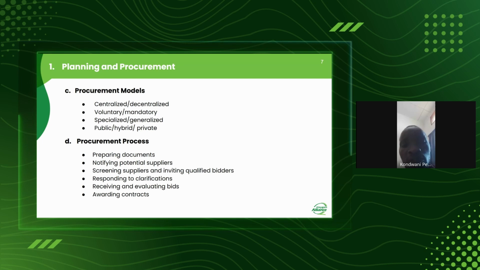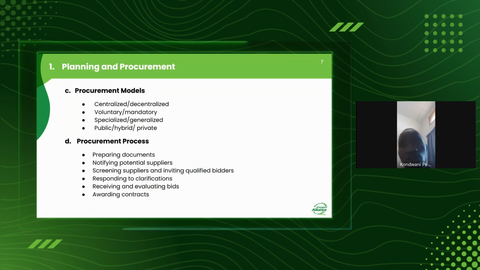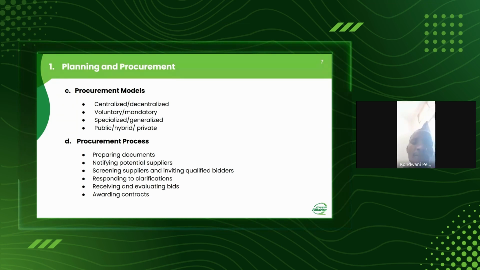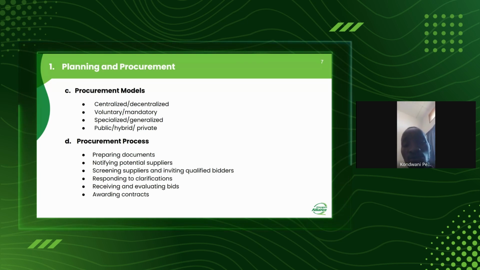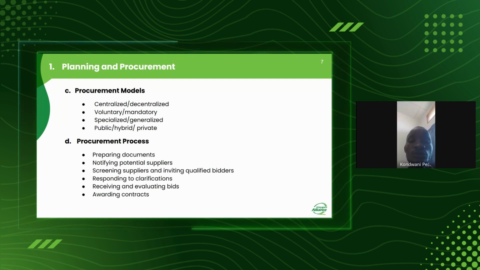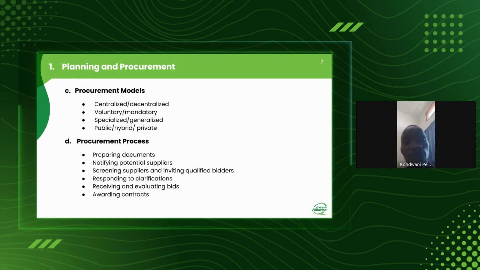After that, you carry out what we call responding to clarifications, so that the supplier knows exactly what you want. After that, you receive and evaluate bids, and then you award the contract, and after awarding the contract, everything starts. This is just one of the procurement processes, but there are many various ways. I am just emphasizing one of the generalized procurement processes. So let's move to the next.